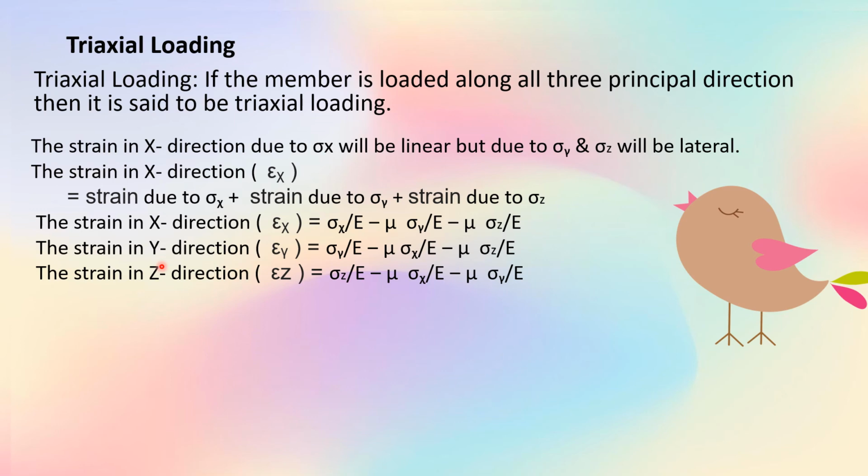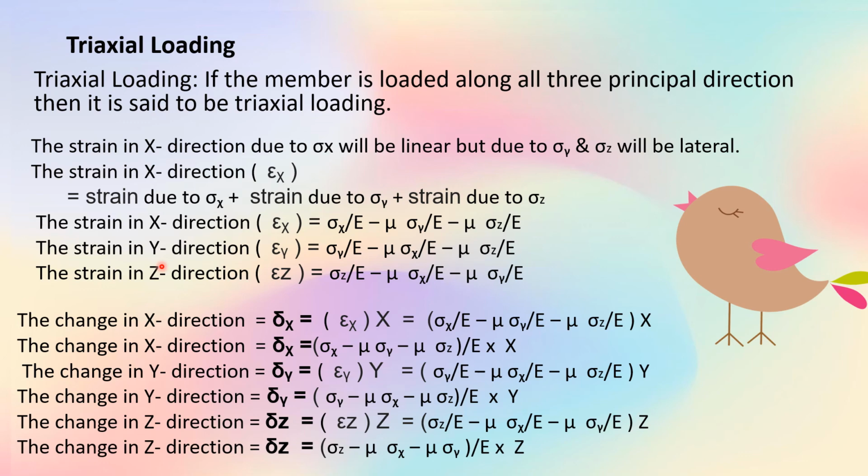Now let us see how we calculate the change in length delta x, delta y and delta z. Now change in x direction delta x will be the same formula epsilon x into x. X is the length in the x direction. So epsilon x substitute from here. So it will be bracket open sigma x divided by E minus mu sigma y divided by E minus mu sigma z divided by E bracket close into length x. Here again I take out 1 upon E common, so it becomes delta x is equal to bracket open sigma x minus mu sigma y minus mu sigma z bracket close divided by E into length x.